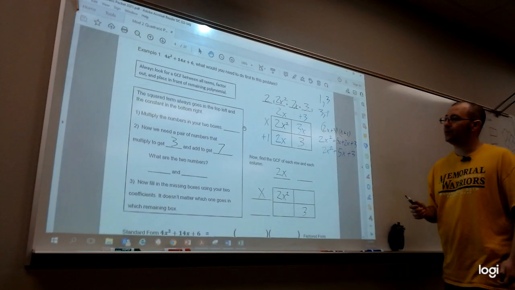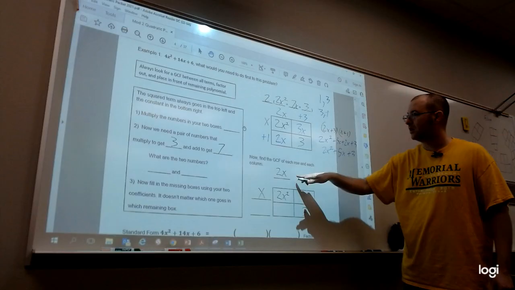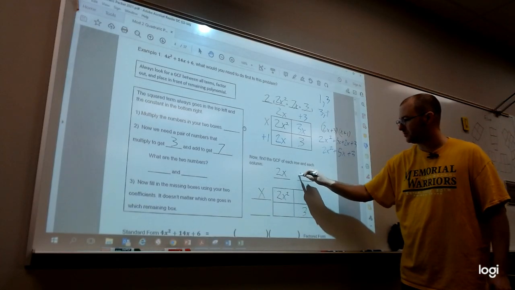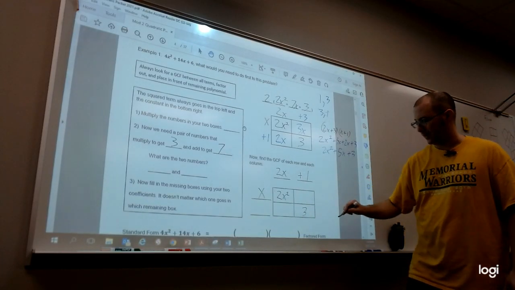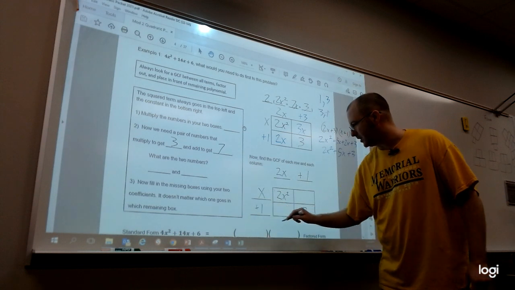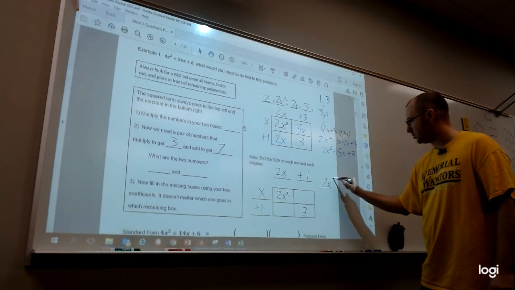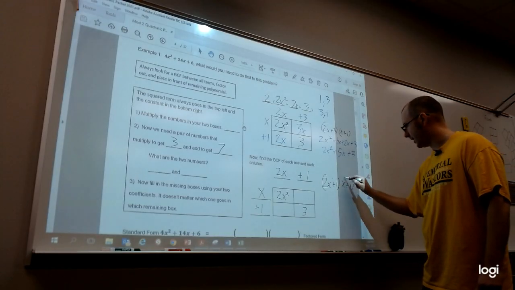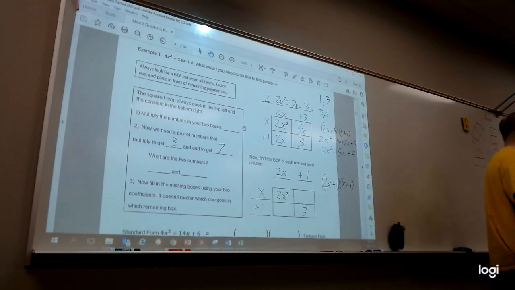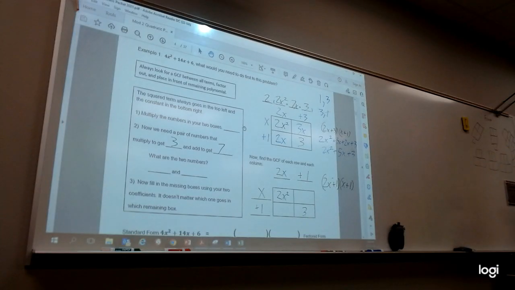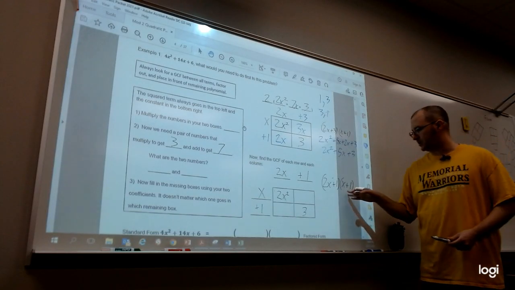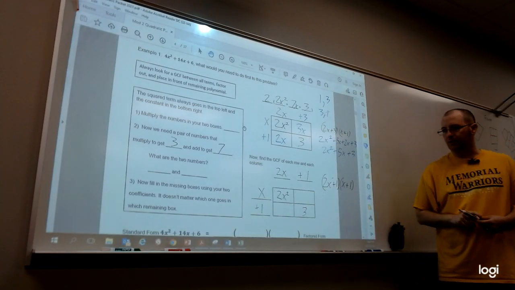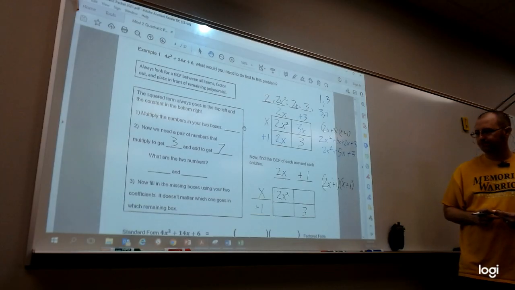So instead of putting the 3 with the 2x, I'm going to put what with the 2x? Plus 1, yeah. And I'm going to put plus 1 here. So now I have factors of 2x plus 1 and x plus 1. Why don't you guys do the top right, bottom left here? All right. Best of luck. Why don't you guys multiply 2x plus 1 times x plus 1? You can just do it in the box here. We already did 2 of the 4 numbers.